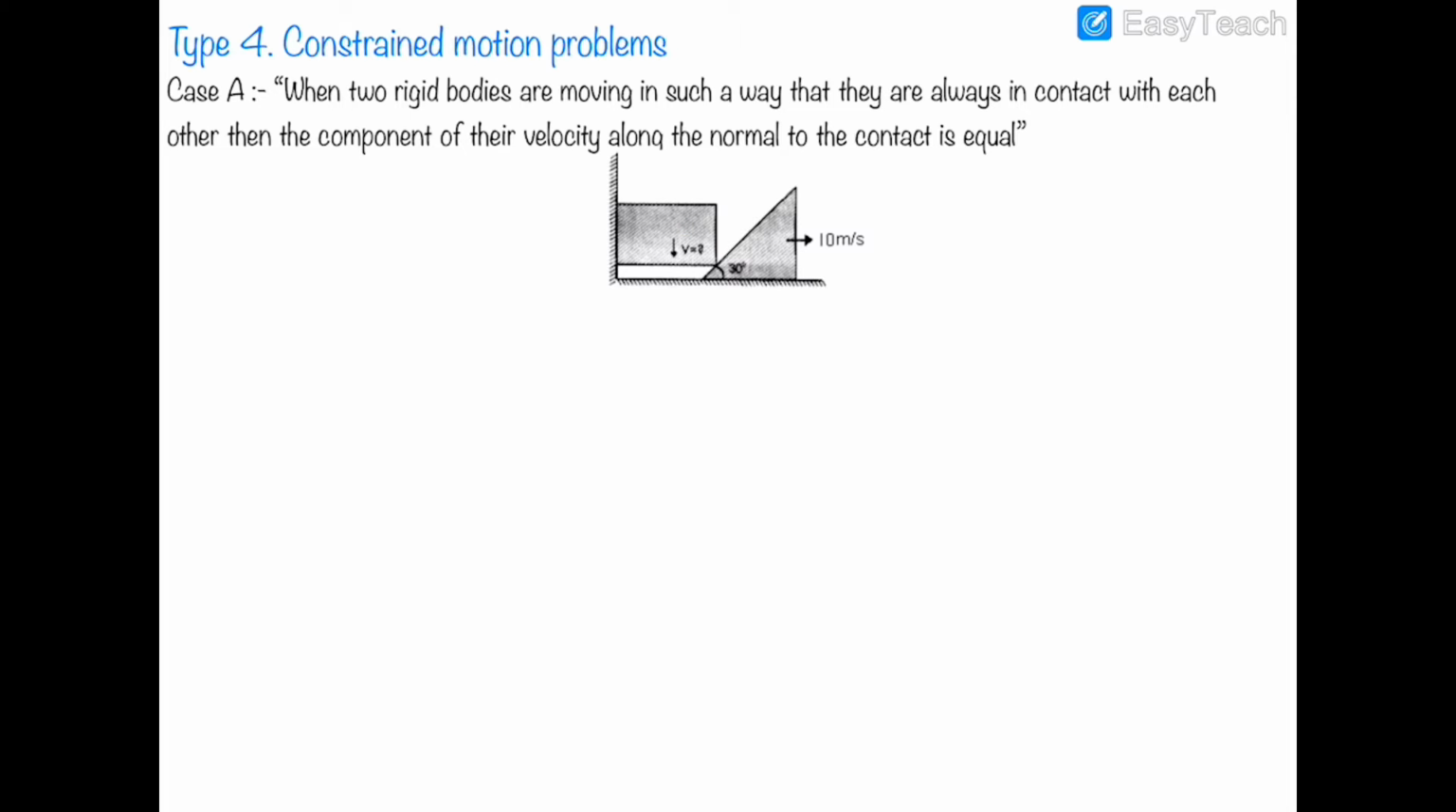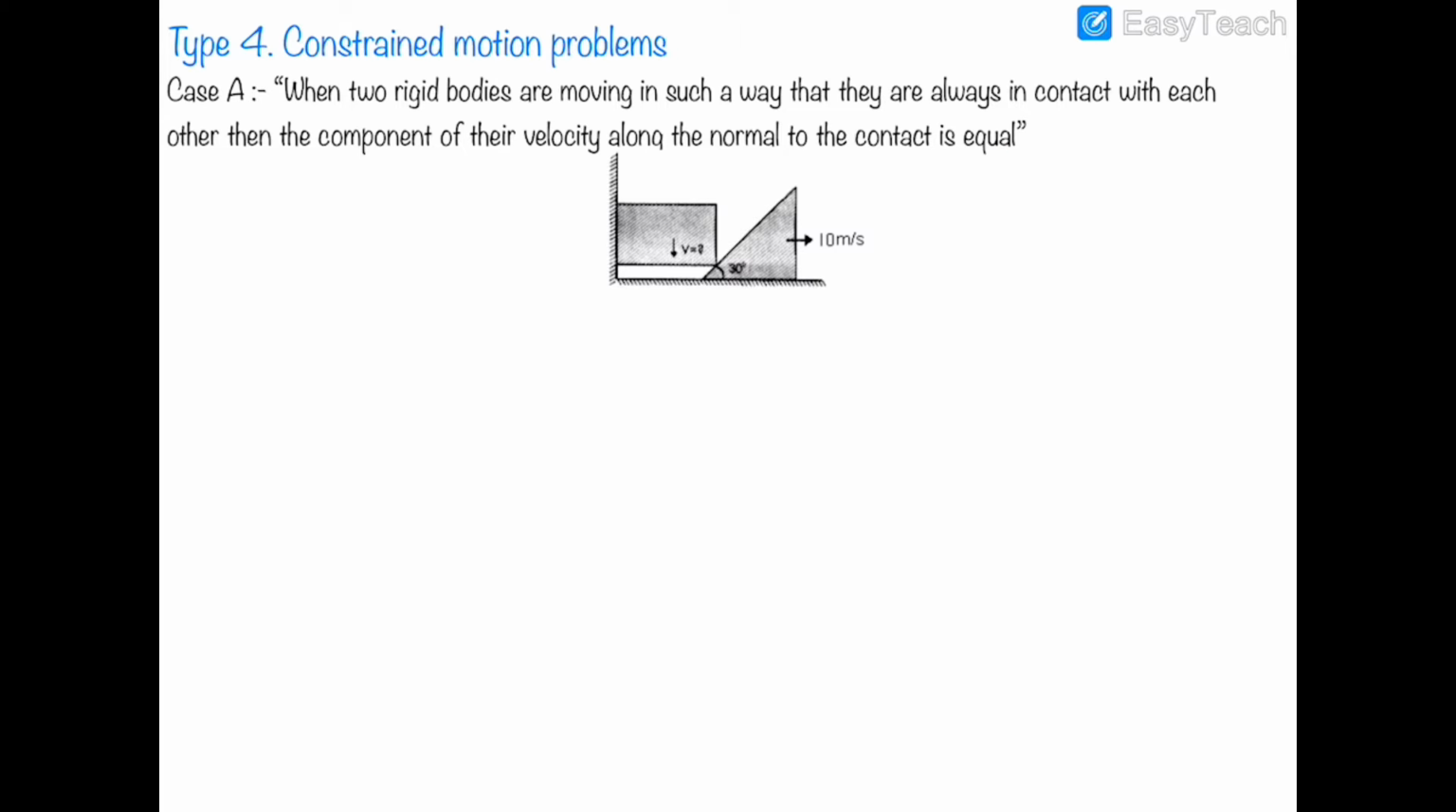So there are two contacts, in fact three contacts. The first contact is this one, which is the most important contact, which is the contact of two blocks. Another contact is the contact of this rectangular block with the wall, and the other contact is the contact of this wedge with the floor. So the fact which is useful in these kinds of problems is that when two rigid bodies are moving in such a way that they are always in contact with each other, then the component of their velocity along the normal to the contact is equal.